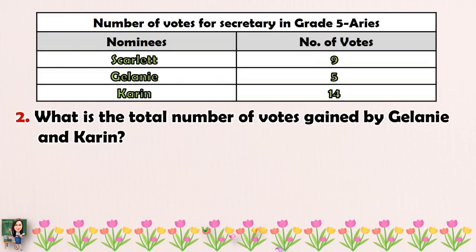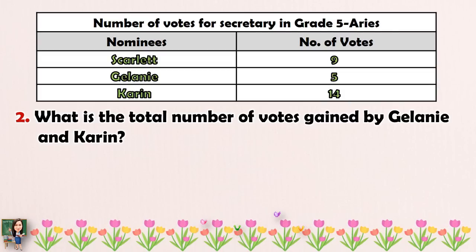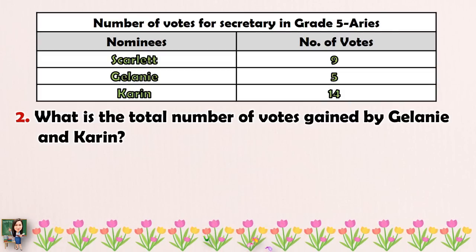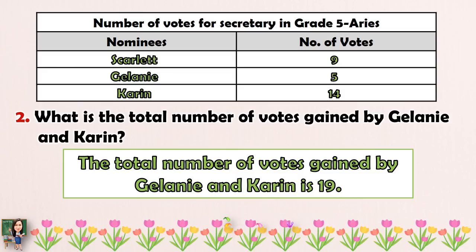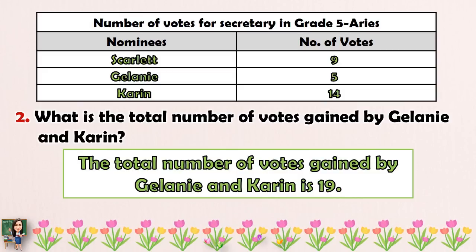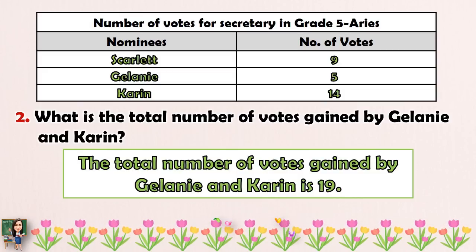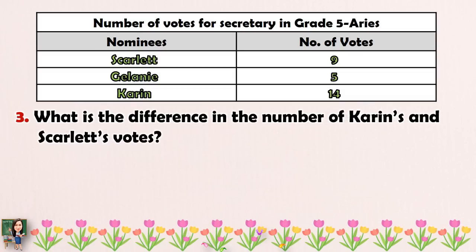Second question, what is the total number of votes gained by Jelani and Karin? Correct. The total number of votes gained by Jelani and Karin is 19. Just add their votes. Jelani got 5 and Karin got 14. So 5 plus 14 equals 19. Third question, what is the difference in the number of Karin's and Scarlett's votes?